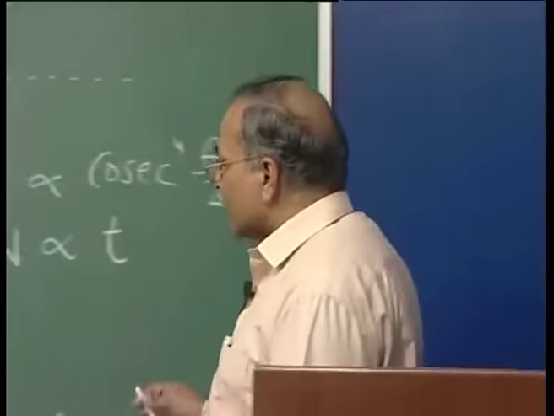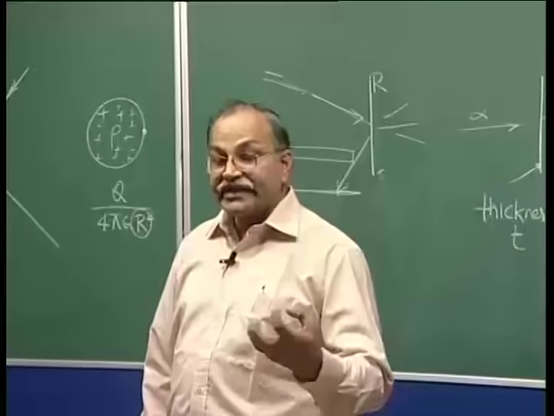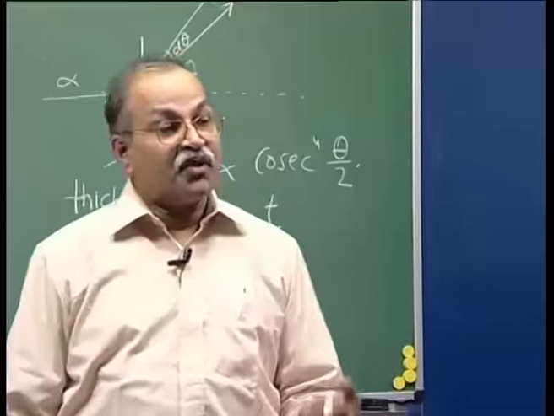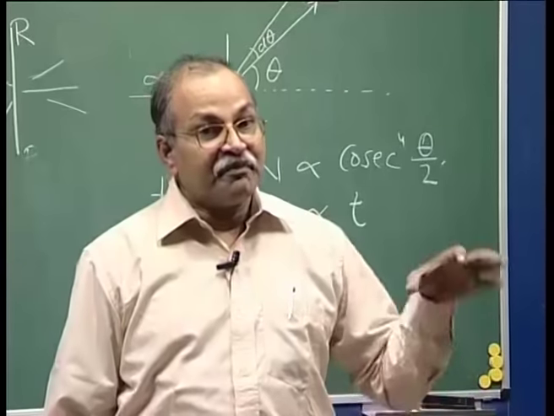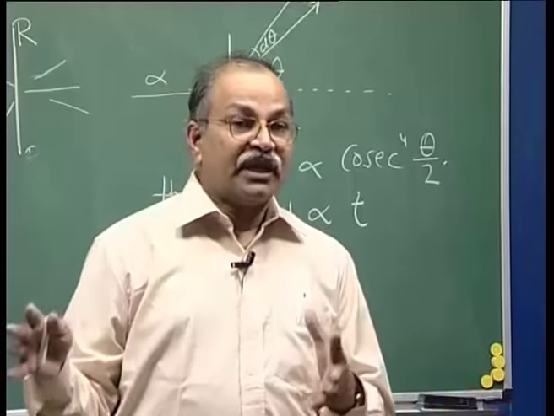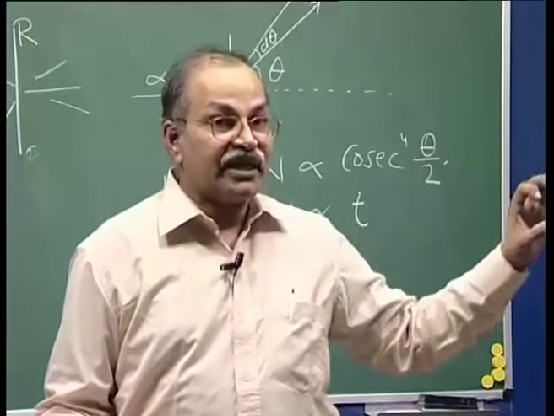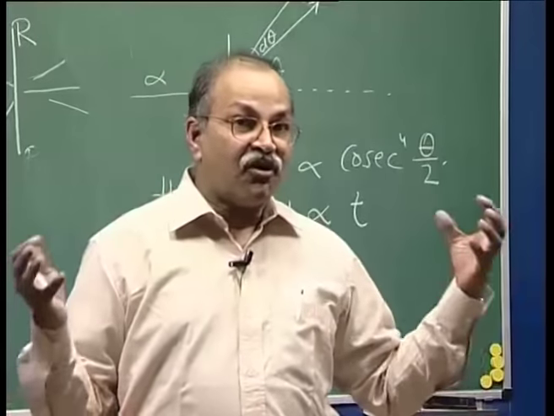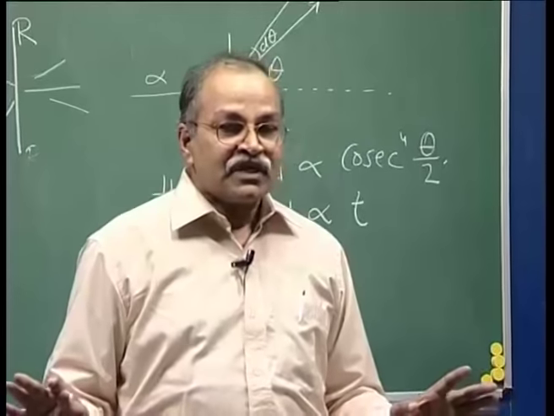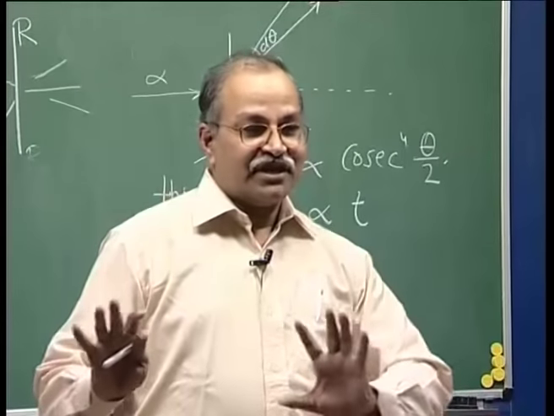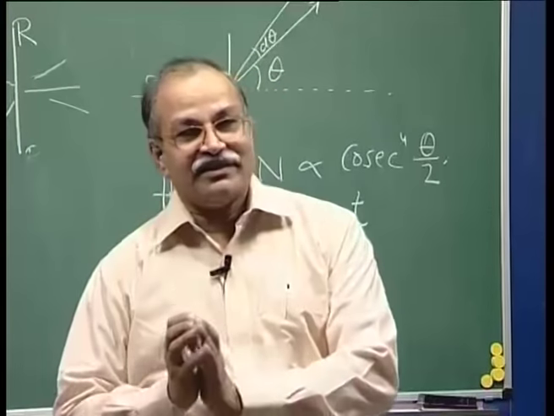So, all those things are there, and then he takes actual data which are reported in Geiger's paper and Geiger-Marsden paper, and then he compares the data with this formula. What is predicted from this formula and what data are available, taking care of all experimental uncertainty, he finally establishes that it must have a nucleus inside.